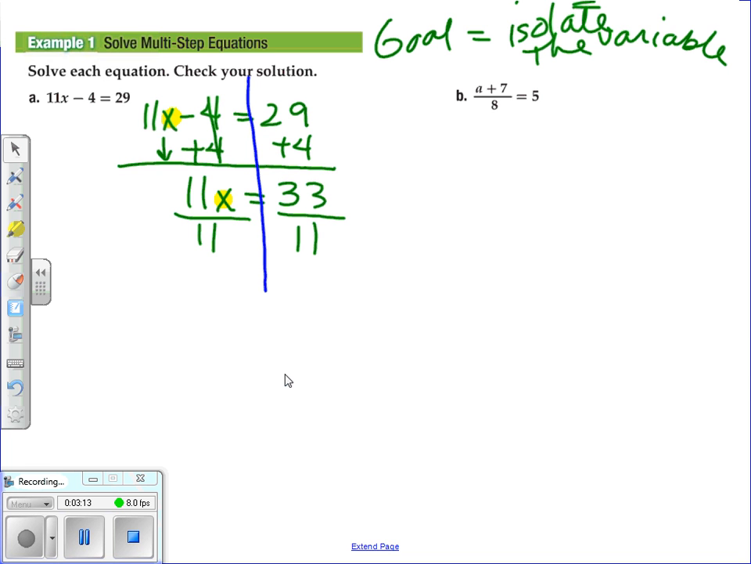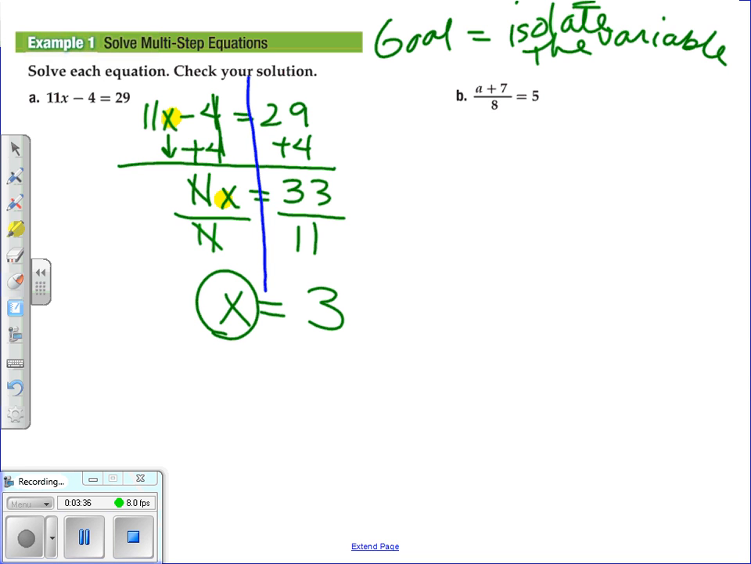Okay, divide by 11 on both sides, and I find out that x equals 3. See, those two cancel out. The x is alone, which is my goal. I've isolated the variable, and x equals 3.